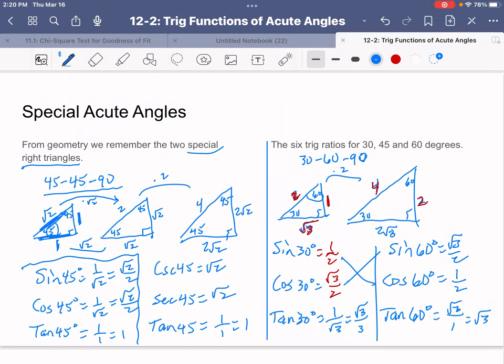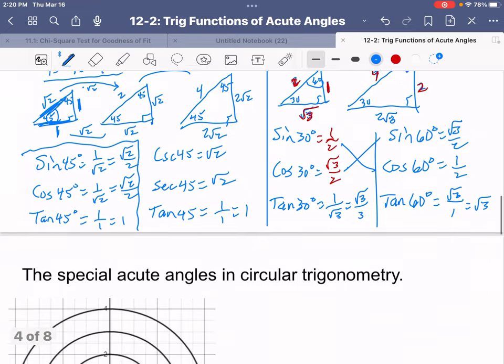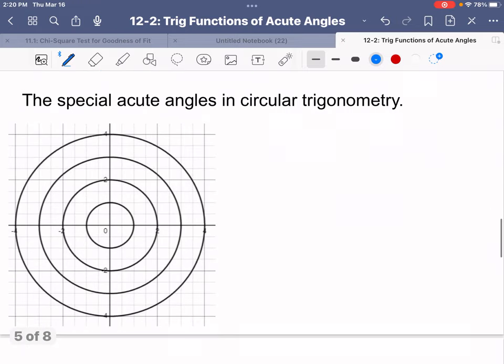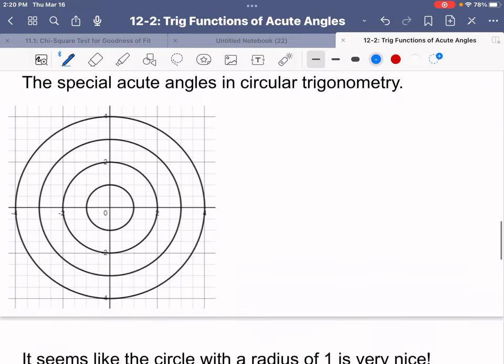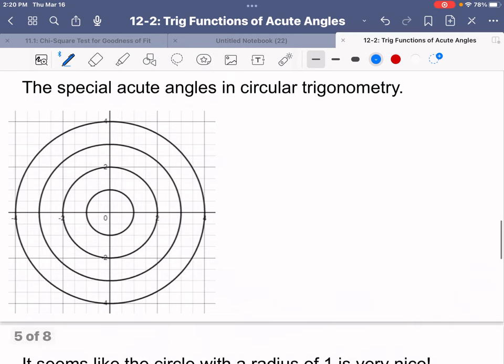Now, after you work on memorizing these three sets of facts, sine, cosine, and tangent for 30, 45, and 60, let's take this right triangle trigonometry and apply it to circles. Okay, just bear with me.